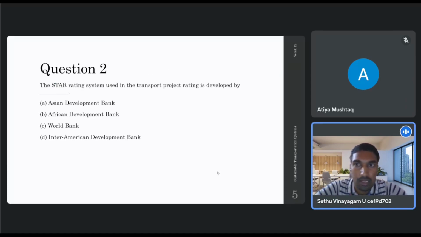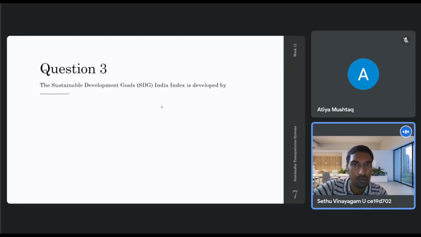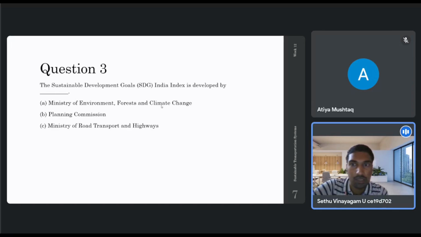This star rating system is specifically developed for assessing transportation projects undertaken using funds from the Asian Development Bank. So they are evaluated using this star rating system. Okay, question number 3: the Sustainable Development Goals (SDG) India Index is developed by Dash. The options are Ministry of Environment, Forests and Climate Change, Planning Commission, Ministry of Road Transport and Highways, and Niti Aayog.